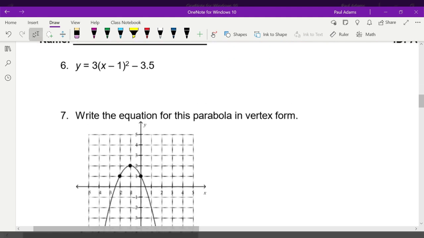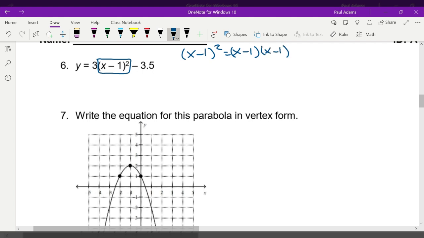For number 6, same situation. Want to put it into standard form, ax squared plus bx plus c. So first things first, you got to do order of operations. You got to start with this portion here first, x minus 1 quantity squared. Well, x minus 1 quantity squared is x minus 1 times x minus 1.